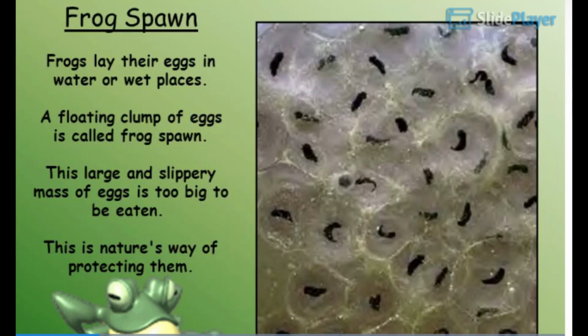Frog spawn. Frogs lay their eggs in water or wet places. A floating clump of eggs is called frog spawn. This large and slippery mass of eggs is too big to be eaten. This is nature's way of protecting them.